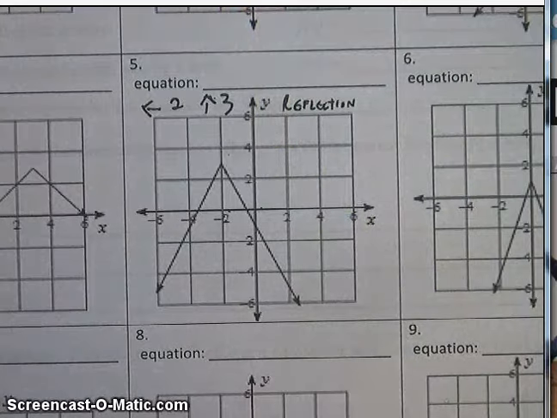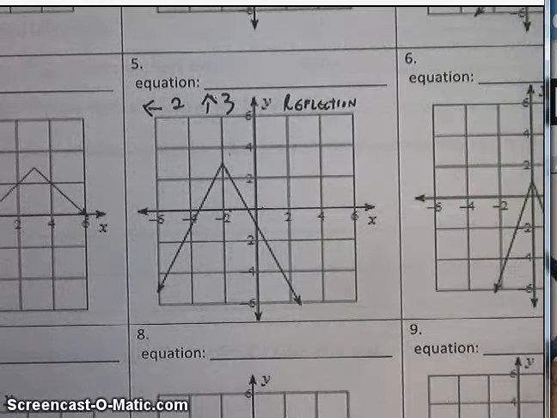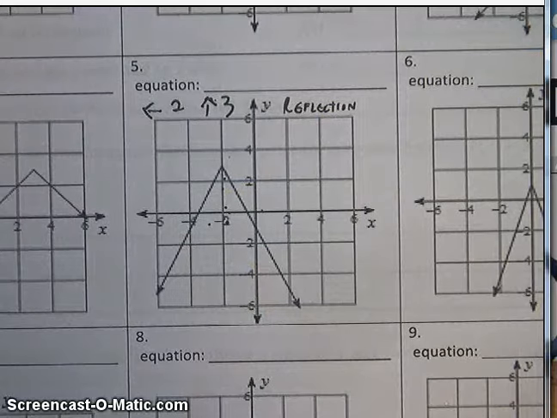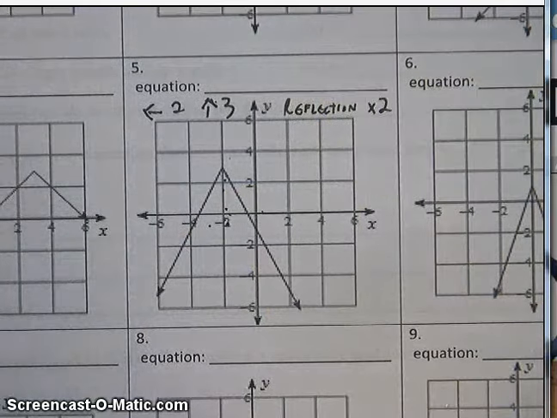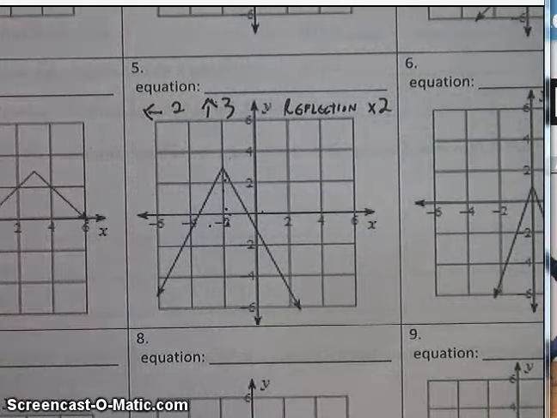The other thing that's going on here is I need to check the slope of these lines. Is it up 1, down 1, over 1? What's going on here? It looks like this thing is going down 1, 2, 3, 4 over 1, 2. So the slope is down 4 over 2, which is a slope of 2. So I'm going to say that's a vertical stretch of 2. With that information, we can go ahead and write this equation.